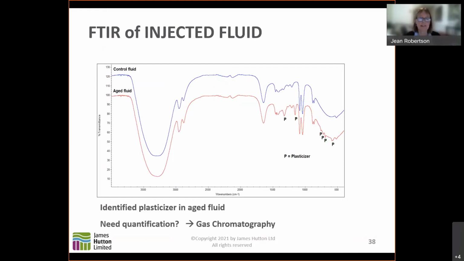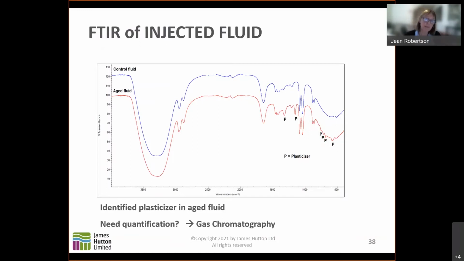So when we look at this comparison between the two, we can pick up the additional bands which are appearing in the aged fluid, the ones with the P's beside them. And we know that these bands are identifiable as belonging to a plasticizer. So we've identified that there is a plasticizer in the aged fluid, and that is obviously both contaminating the fluid, but probably more importantly, indicating that there will be degradation of the liner.